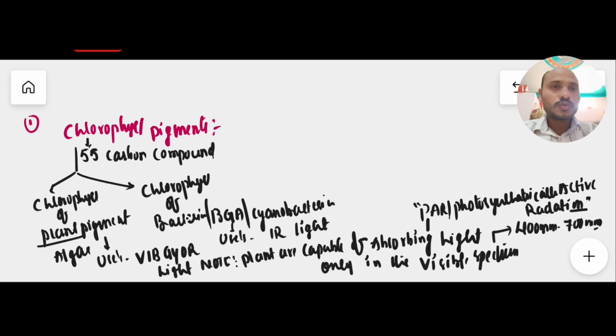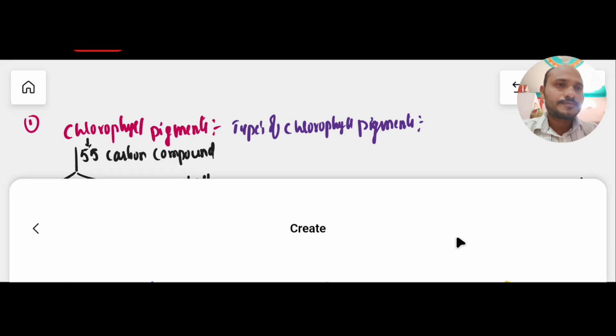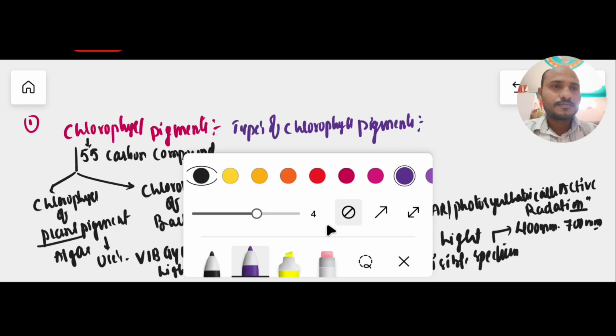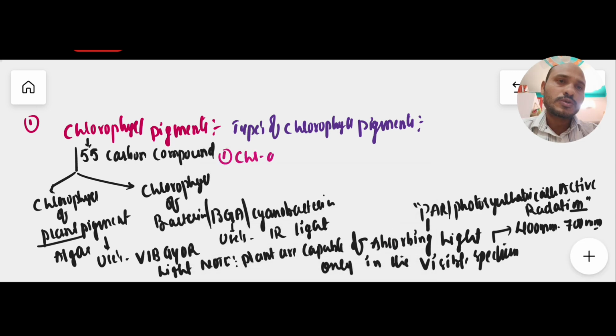Now we will move on. We have different types of chlorophyll pigment. The first one, chlorophyll A pigment. The chemical formula of chlorophyll A is C55 H72 O5 N4 Mg. And the color of this pigment is blue.